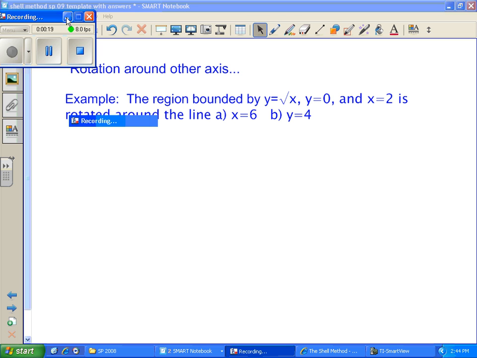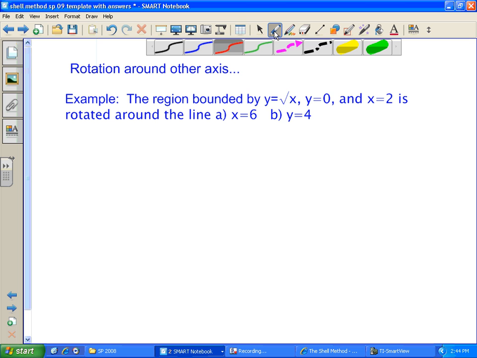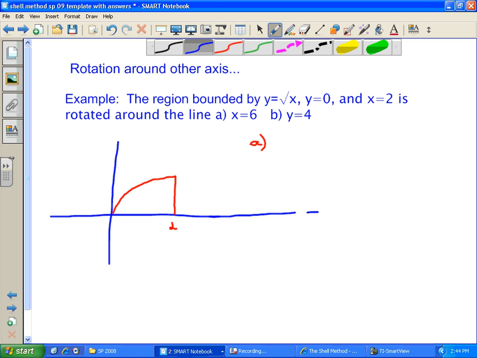Let's take a look. For example, we're going to take the region bounded by y equals the square root of x, y equals 0, which is the x-axis, and x equals 2. And in part A, we're going to rotate that region around the line x equals 6. So way out here, let's say is the point 6, we're going to rotate it around that line, I should say.